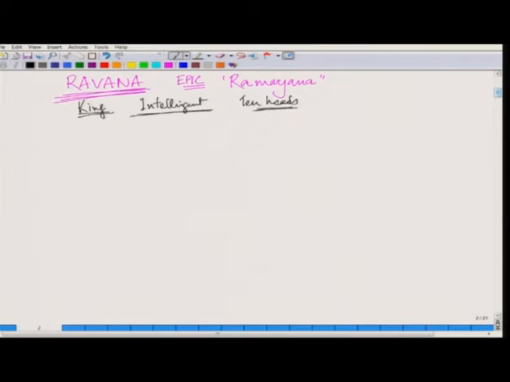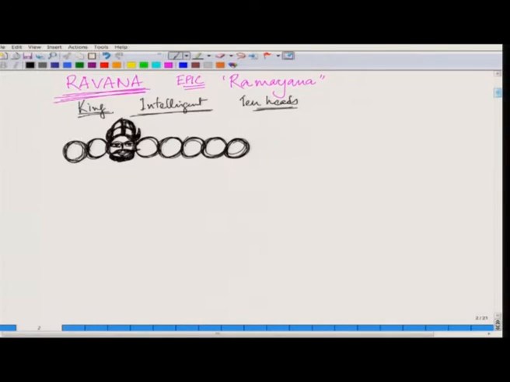Now, we see from different references that he has a central head and 9 more heads. So, we imagine, we assume that those 9 heads are spread at both the sides, like 1, 2, 3, 4, 5 and 1, 2, 3, 4 and the 5th head, that is the main head. So, we have this 4 plus 5 plus 1, 10 heads for Ravana.